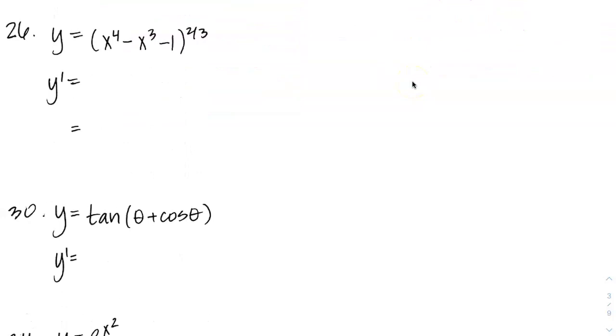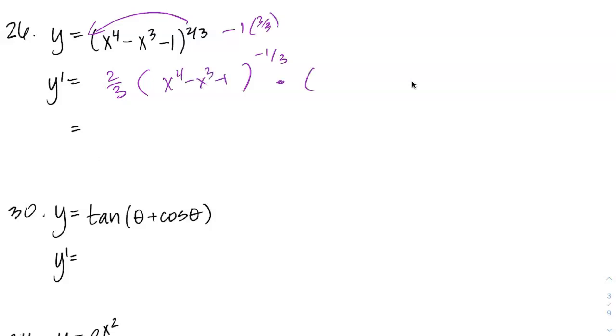Next one, chain rule again, bring it down, subtract 1 off. So 2/3, subtract 3/3, negative 1/3. Leave the inside alone, times by the derivative of the inside. So that'll be 4x cubed minus 3x squared. Simplify this for the multiple choice, like if this wasn't on there. This will have to move down. This gets to stay on top. So it looks like this.